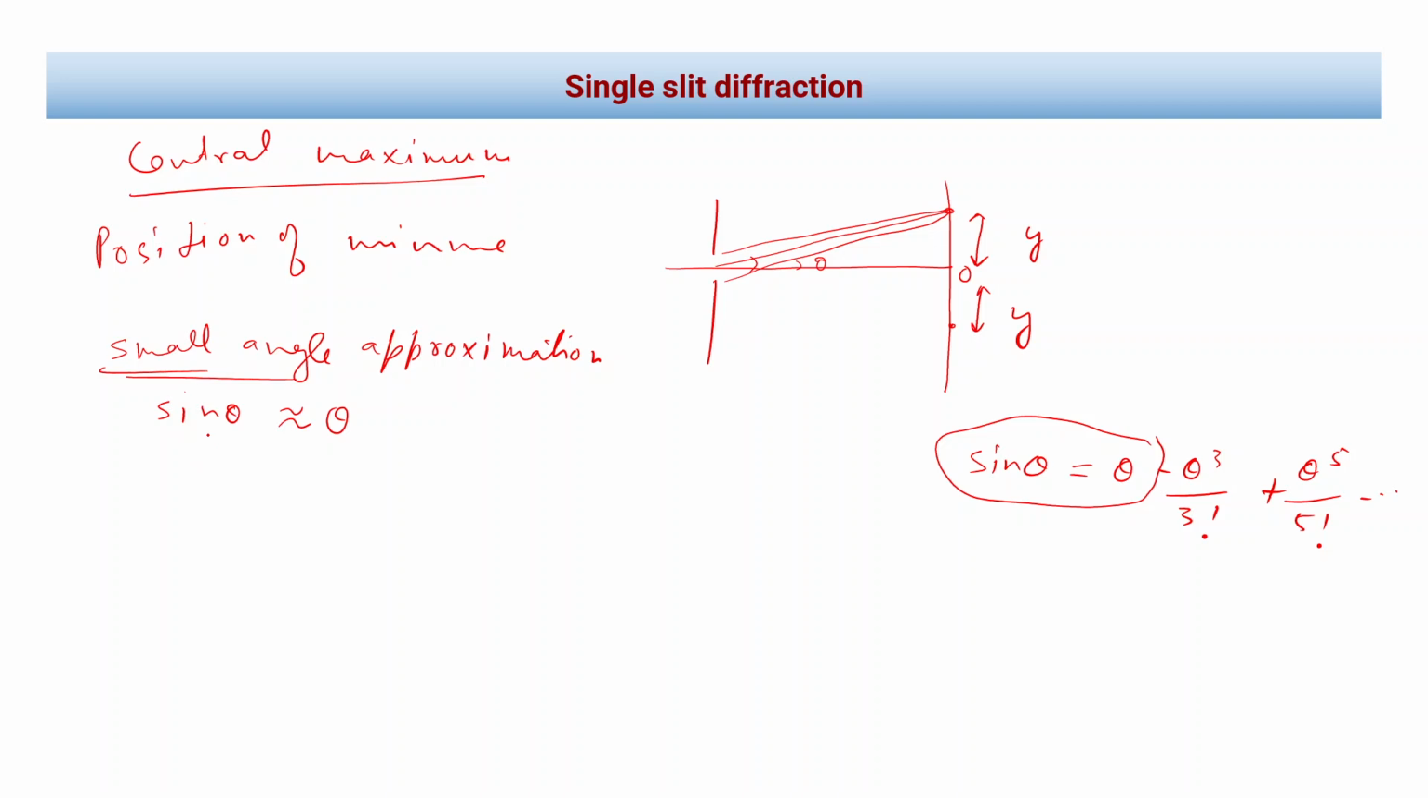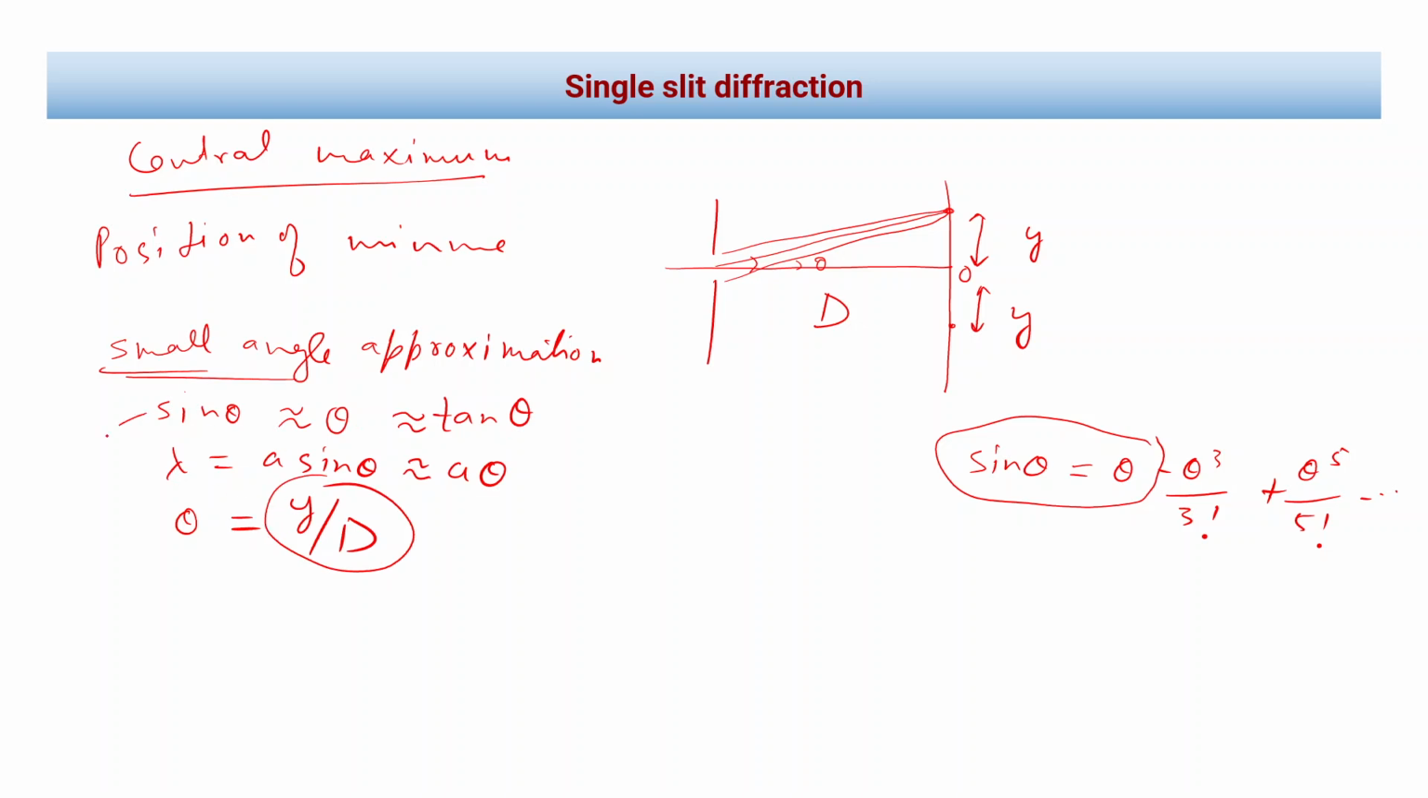So when we consider sine theta approximately equal to theta, then lambda is equal to a sine theta, which we can write as a theta. From this, theta will be lambda by a. Now sine theta can also be taken equal to tan theta. This distance is d. When the approximation is small, we can take sine theta equal to tan theta, and tan theta is perpendicular upon base. So from there we will get y by d.